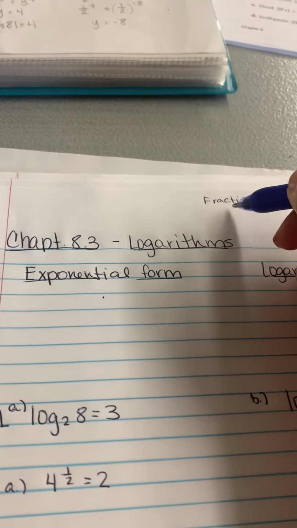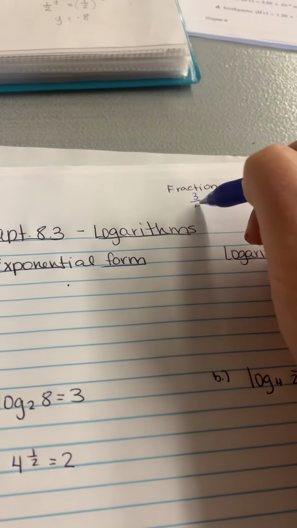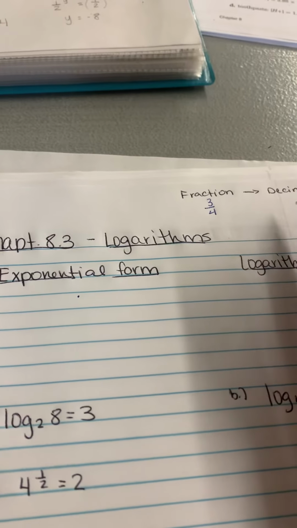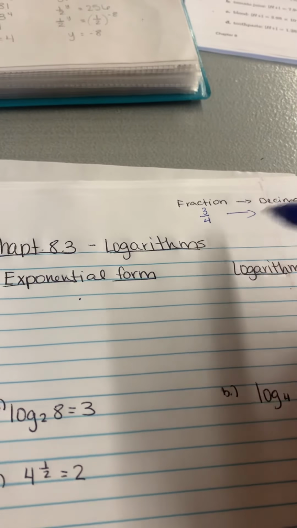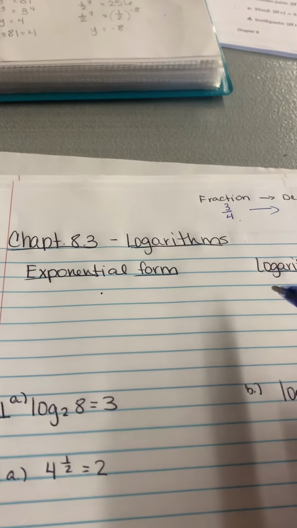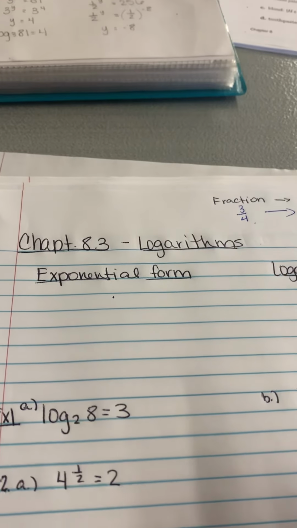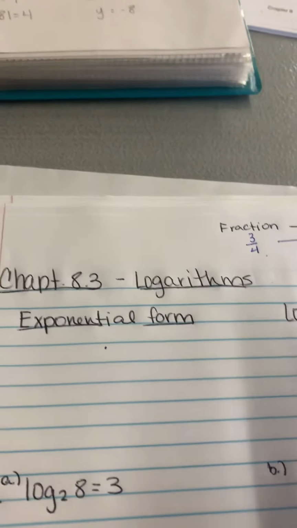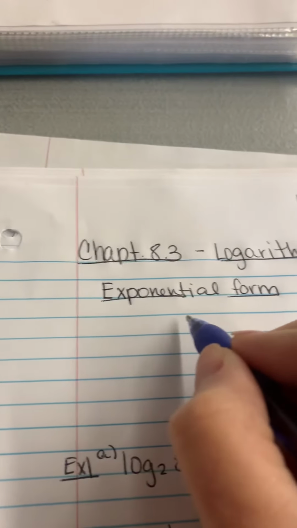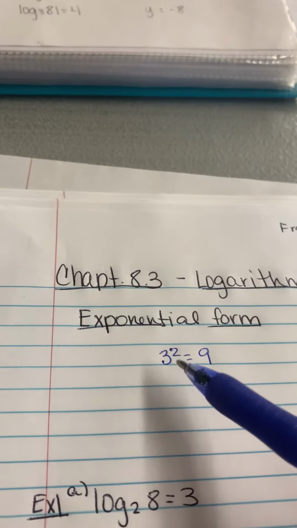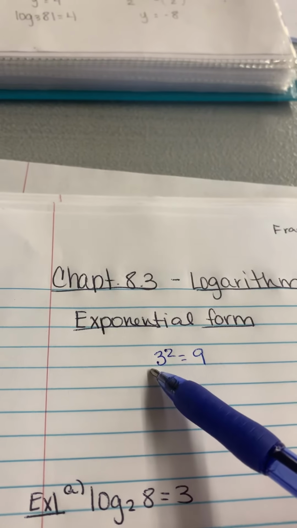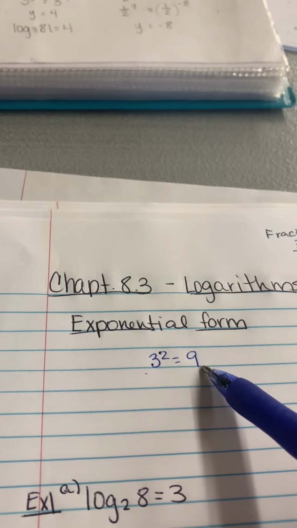For example, if I asked you what is the decimal of 3/4, you would tell me 0.75. Just a different way of writing the same thing. That is what logarithms are really for. So if I had 3 squared equals 9, this is what we call exponential form. It has the base, the exponent, our answer.